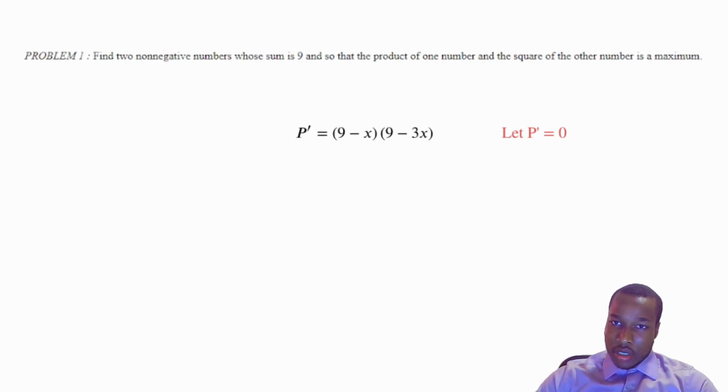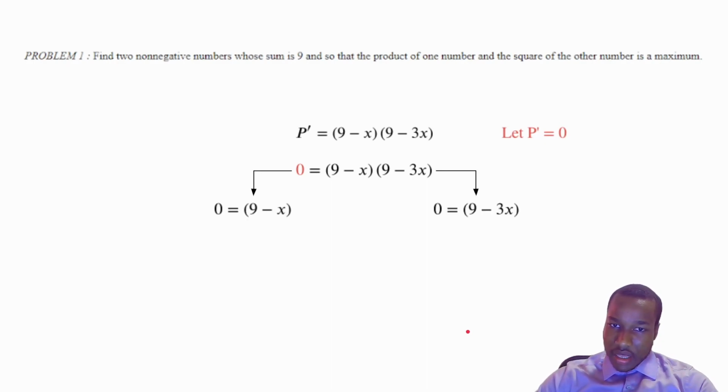As we previously mentioned, to determine local maxima and minima of a function, we have to let the derivative equal 0. So we say 0 is equal to 9 minus x times 9 minus 3x. From here we have two possibilities. Either 9 minus x is 0, or 9 minus 3x is equal to 0. Let's start with 9 minus x, as this will be very simple. All we have to do is add x to both sides, and then we end up with x equals 9.